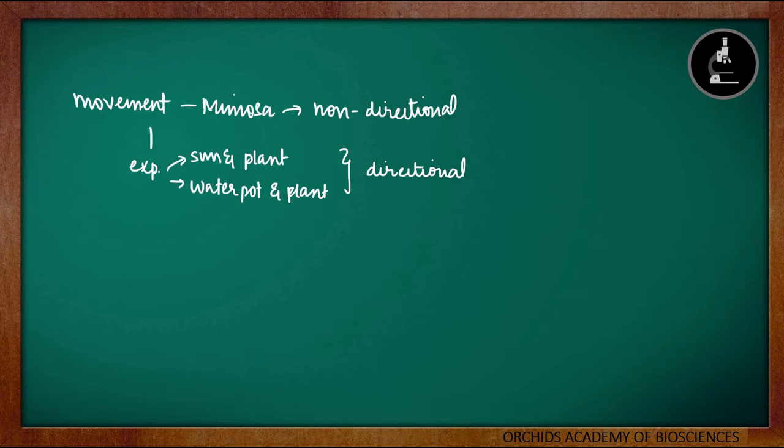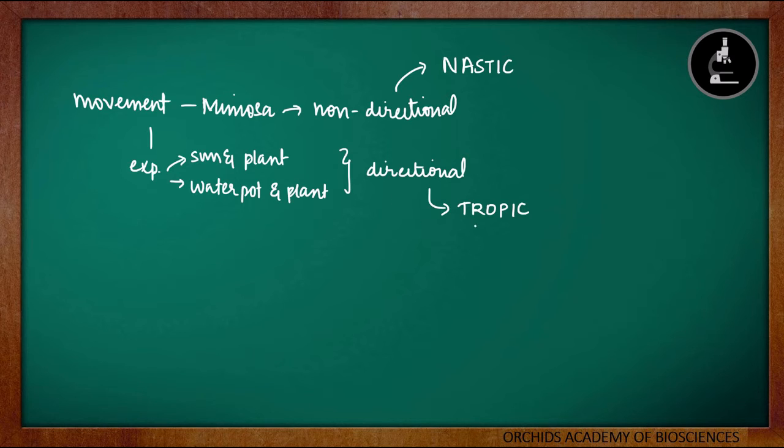So the movement can either be non-directional, that is in the case of the first example, or it can be directional, depending upon the direction of the stimulus. If the response to the stimulus is non-directional, this kind of movement is called nastic movement. Whereas if the response to the stimulus is directional, it is called tropic movement. So these are the two major types of movements in plants. So now we are clear about nastic and tropic movements.